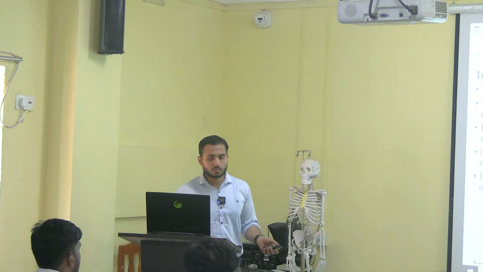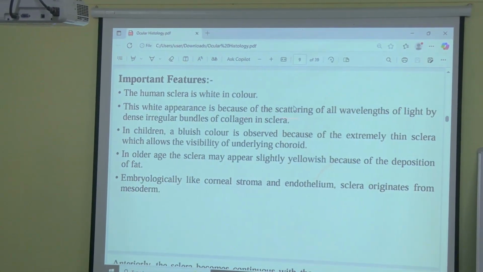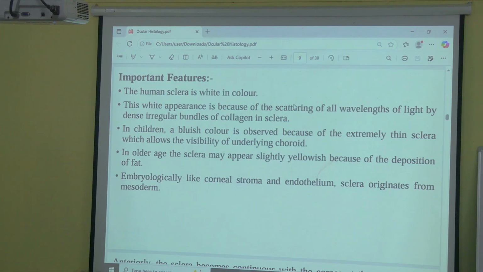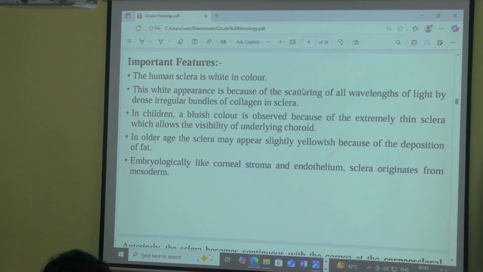Okay. Now, human sclera is white in color. White appearance is because of the scattering of all wavelengths of the light. Why? Because of the irregular arrangement of the bundles of the collagen fibers. Both have bundles of collagen fibers, but in case of sclera, they are irregularly arranged. In case of cornea, they are regularly arranged. That is also an important reason.